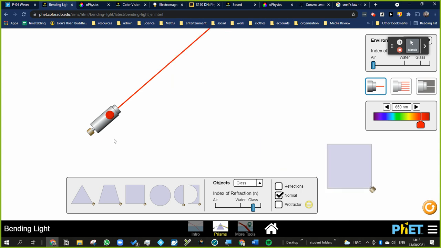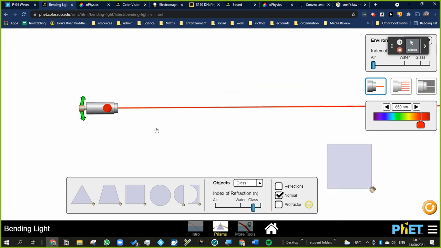Now, let's take that one away and we'll make it parallel for now. Actually, let's just put it back again for a moment. We can see that there's no refraction because it's going right down the normal. Okay, sine 0 over sine 0 would be 1, so there's no change. The angle's not going to change.